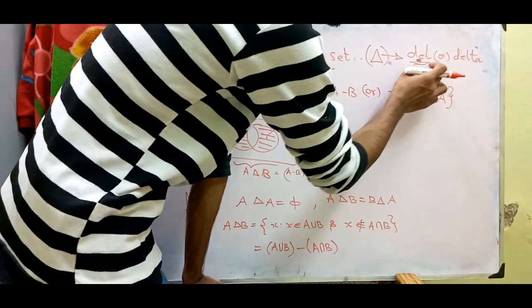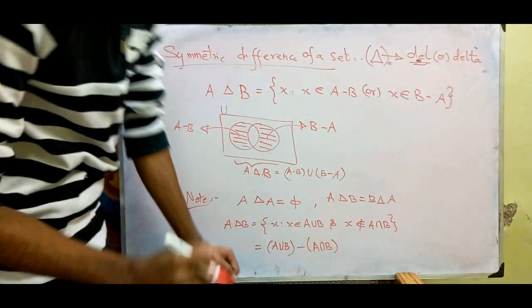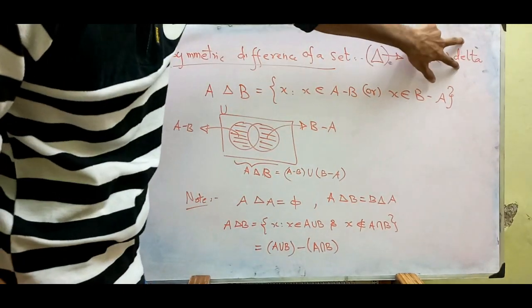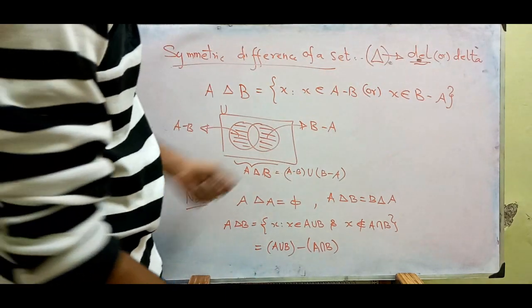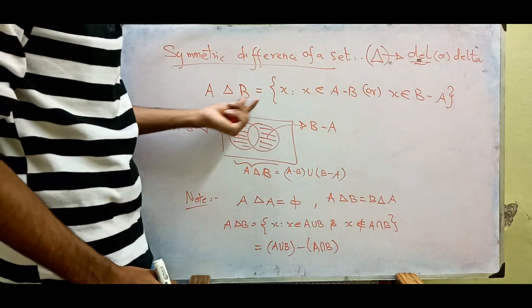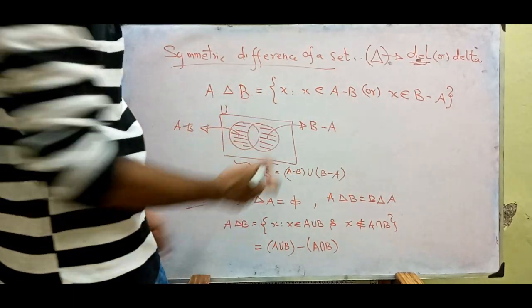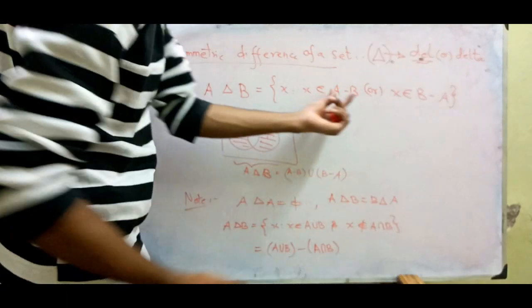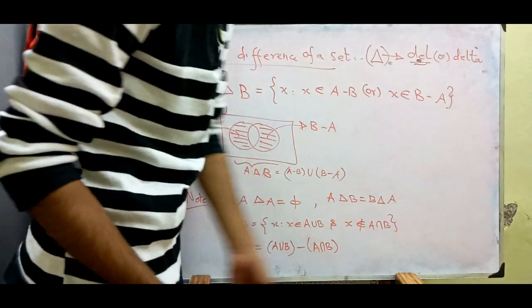Triangle, and you have to pronounce it del or delta. Either you can pronounce it as delta or del. I frequently use this word del. So A del B can be written in this form: x such that x belongs to A minus B or x belongs to B minus A.